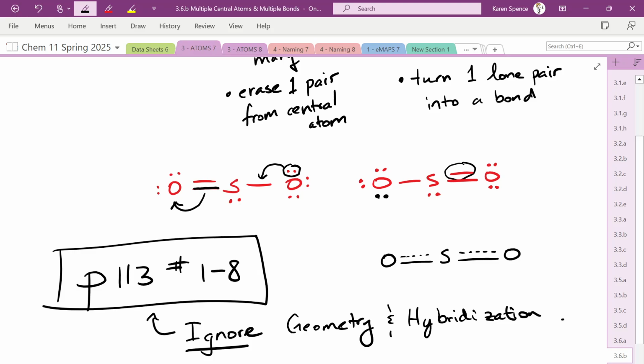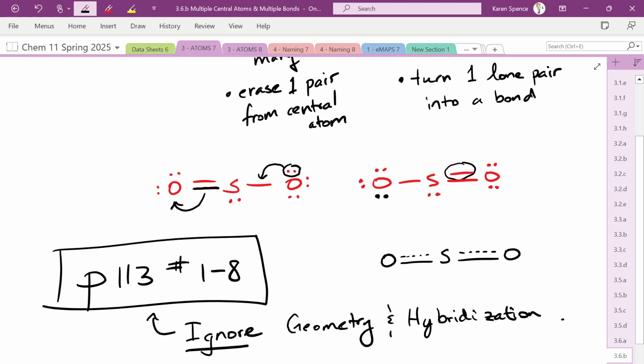2, 4, 6, 8, 10. We did. All right, and then we can say, does everybody have 8? If we look at this carbon, it has 2, 4, 6, 8. This carbon has 2, 4, 6, 8. And hydrogen's only 1, 2 anyway, so we're good to go. All right, and that's basically how it works.